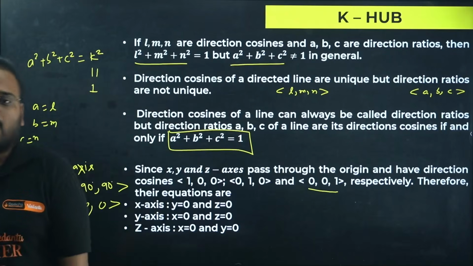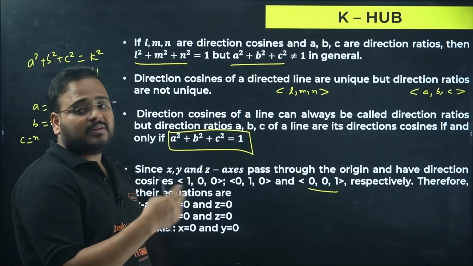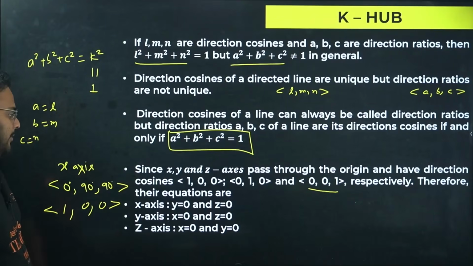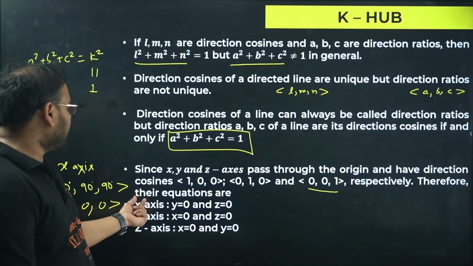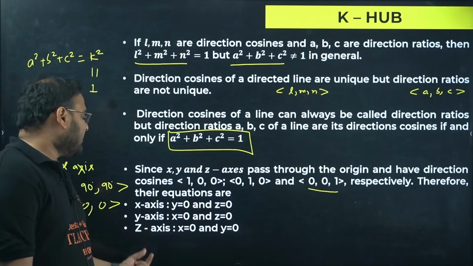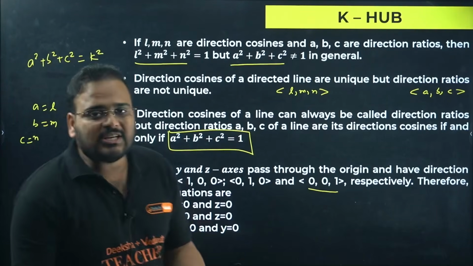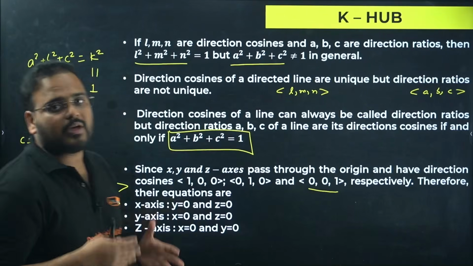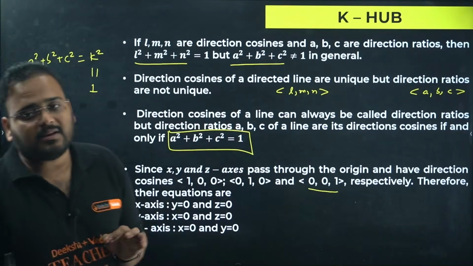These are the coordinate axes. So these are the direction cosines of the x, y and z axes in that particular order. And the equations will be: for the x-axis y=0, z=0; for the y-axis x=0, z=0; for the z-axis x=0, y=0. Of course you know this very well, but these are very useful in problem solving. That's why I've kept all this in the knowledge hub.